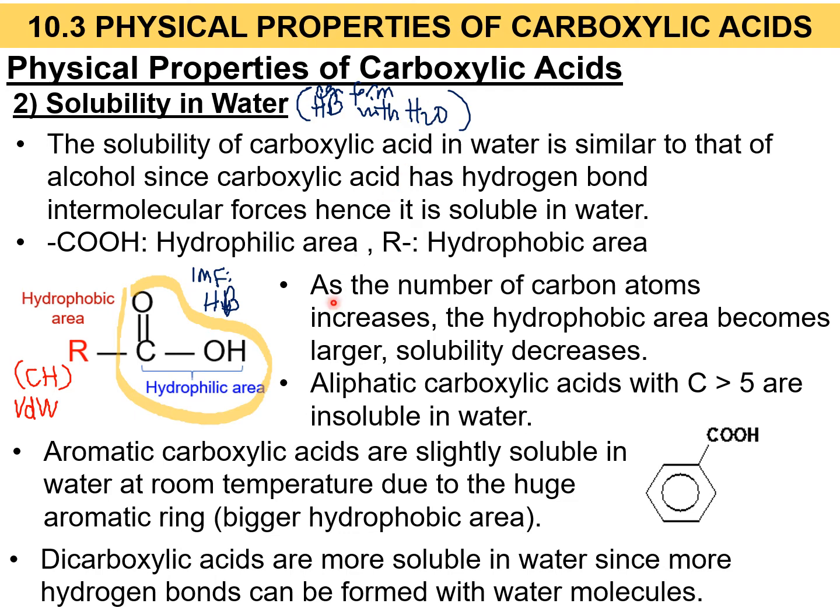Okay. Tapi as the number of carbon atoms increases, kiranya kita akan memperbesarkan lagi dia punya hydrophobic area. Okay, therefore the solubility pun akan berkurang. So kalau let's say you ada straight chain carboxylic acids ataupun aliphatic carboxylic acids with carbon yang more than 5, okay, contohnya lah kalau you ada starting daripada pentanoic acid dan ke atas, ya, pentanoic acid and above, dia dah tak soluble dalam water dah.